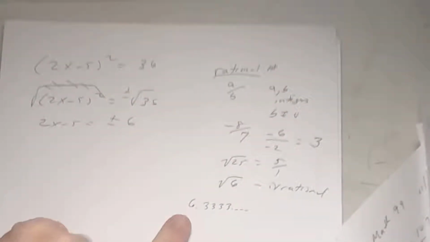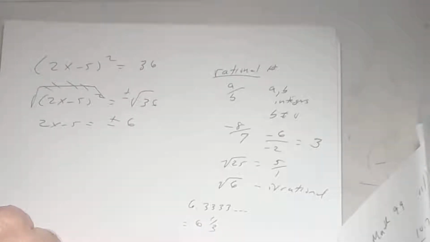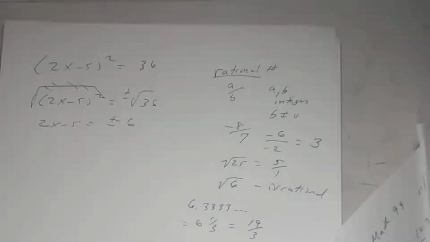Okay. So 6.3333 repeating. Is that number right here, 6.333 repeating, rational or irrational? Rational. It's rational because 0.333 is what fraction? 1/3. That's 1/3. So that's 6 and 1/3. And then 6 and 1/3 I can write as 19 over 3, where 19 is an integer and 3 is an integer.